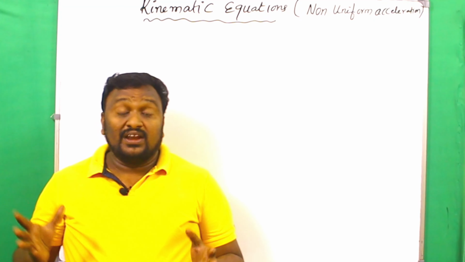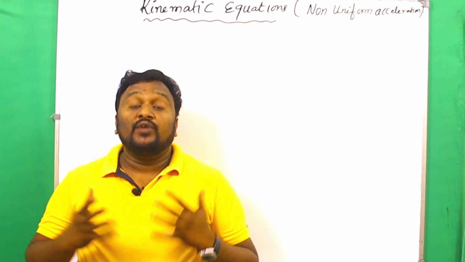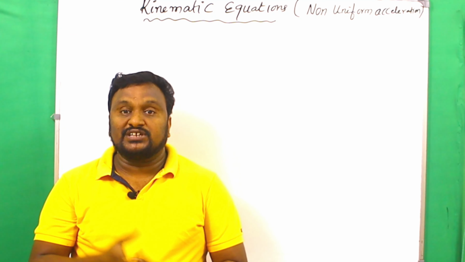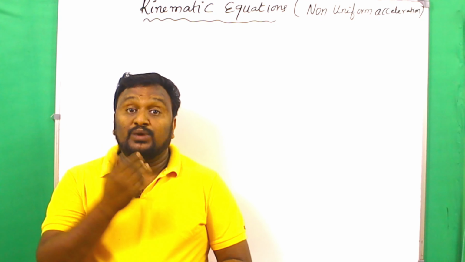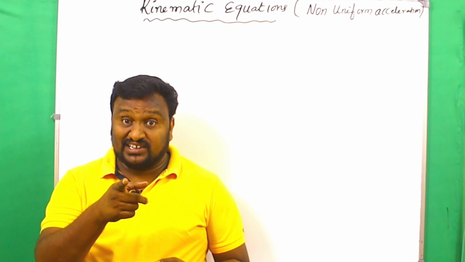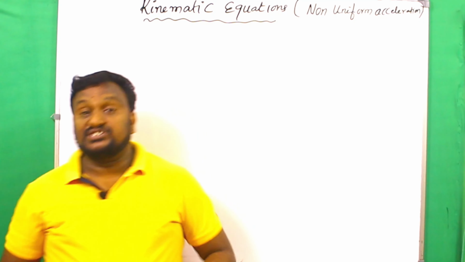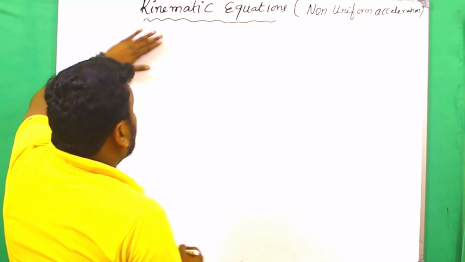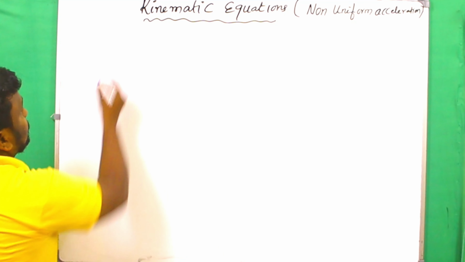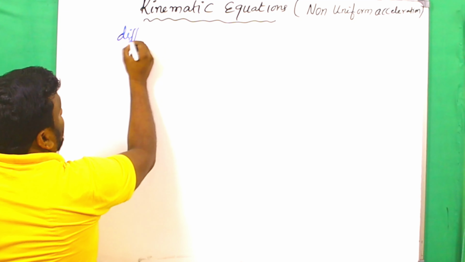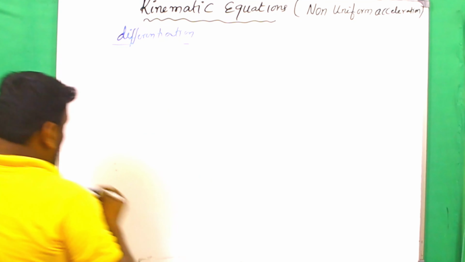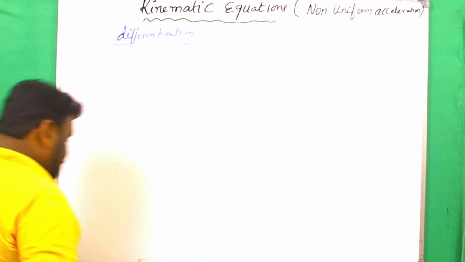Dear students, when a particle or body is moving with non-uniform acceleration, how can the equations of motion be taken, on which method can we depend? We can depend upon two methods: one is differentiation and one is integration. So here are the kinematic equations when the body is moving with non-uniform acceleration. For example, differentiation. When we consider differentiation, let's see how the equations are.